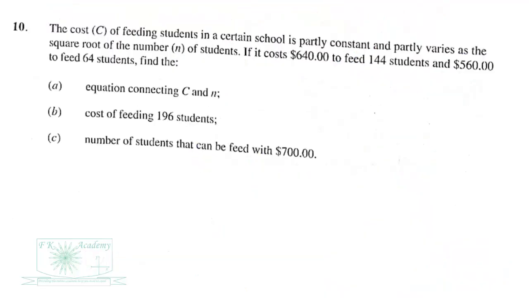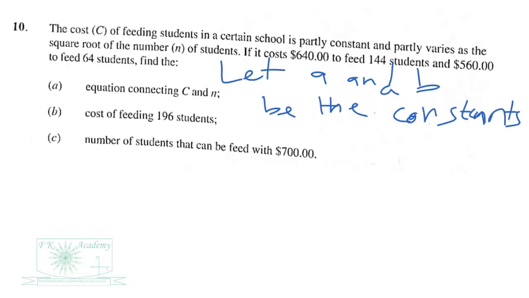The cost C of feeding students in a certain school is partly constant and partly varies as the square root of the number n of students. If it costs $640 to feed 144 students and $560 to feed 64 students, find the equation connecting C and n. We can write the equation as C is equal to A plus B square root of n.